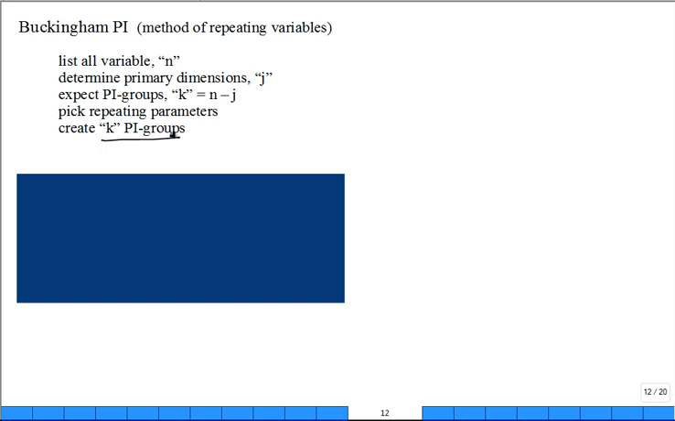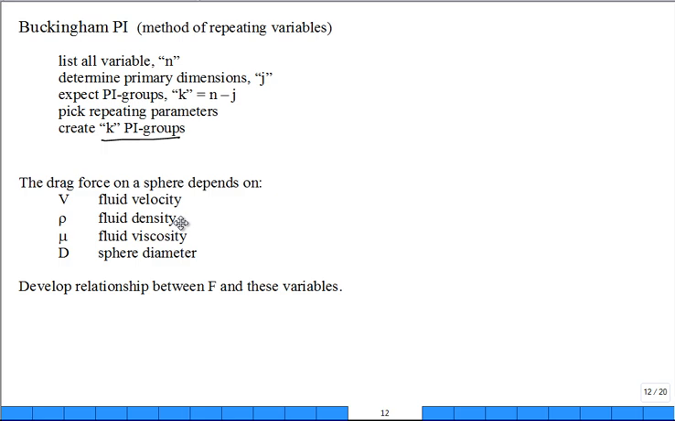Ready to solve a problem? Here's a problem. The drag force on a sphere depends on the fluid velocity going around the sphere. It depends on the density of the fluid, the fluid viscosity, and the diameter of the sphere. I want you to develop a relationship between F and these other variables in a dimensionless form.